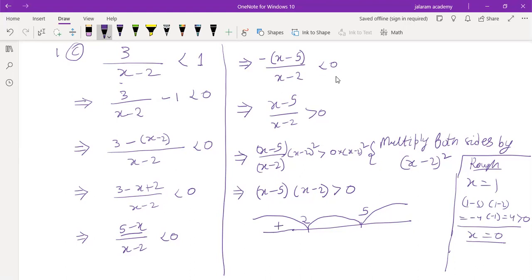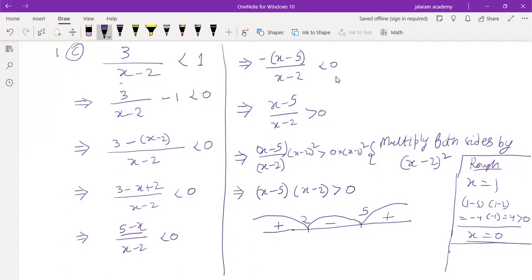Now put a number which lies between 2 and 5. Can you tell me a number which lies between 2 and 5? 3. Check for 3, everyone. It is a negative number. Okay. Now check a number greater than 5. So positive. Okay.